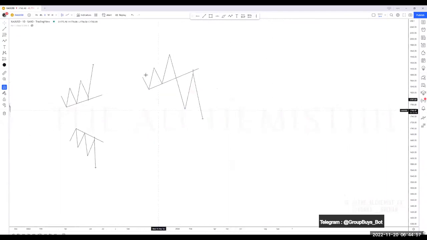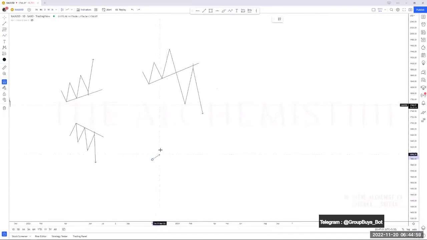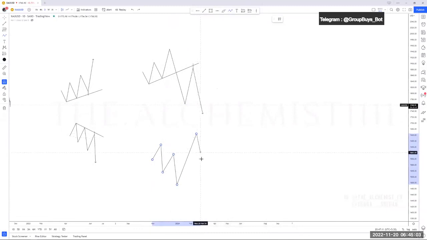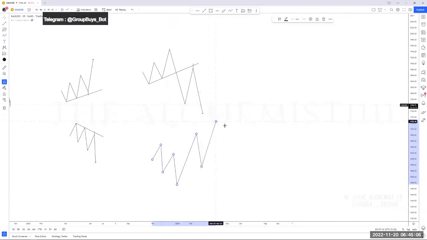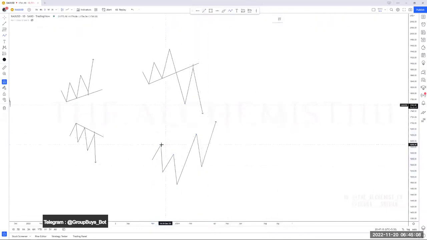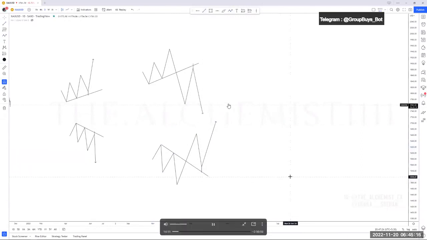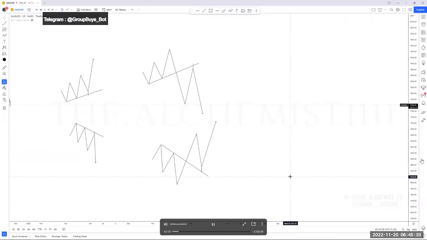You get it, right? The same thing. Let's say we have something like this. Second touch, now it is broken. What happens? Then it turns into a support and goes up. This will be the next one. Same thing: first touch, second touch, once it breaks, we can expect price to tap into that and then go back up.